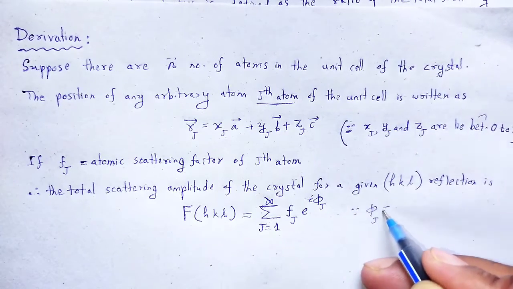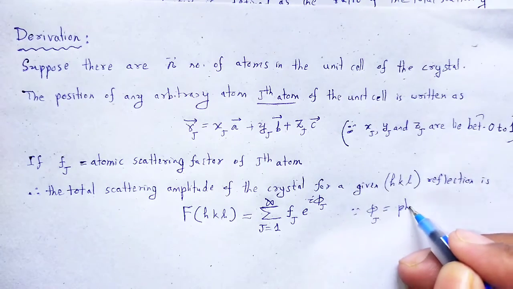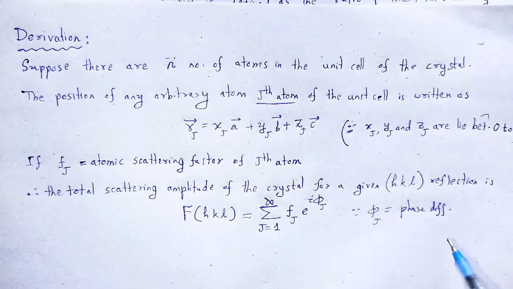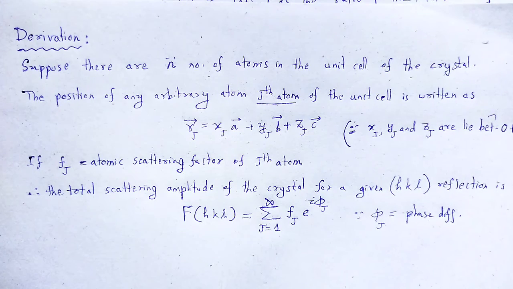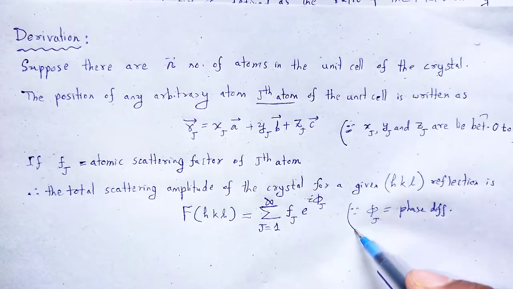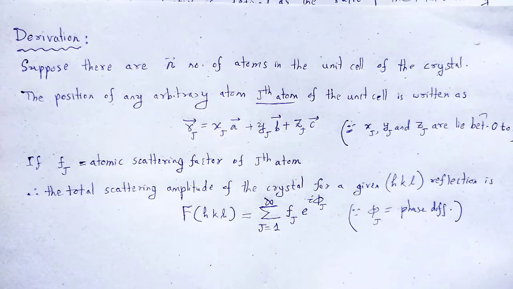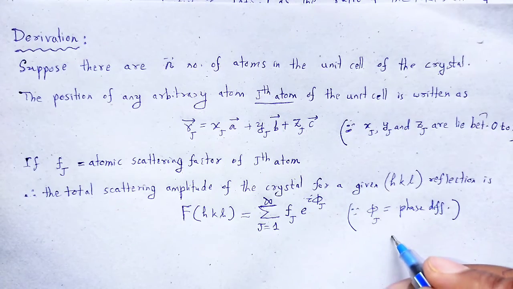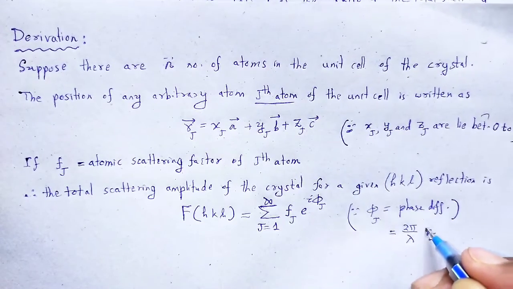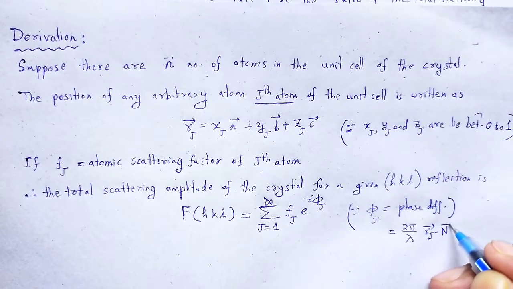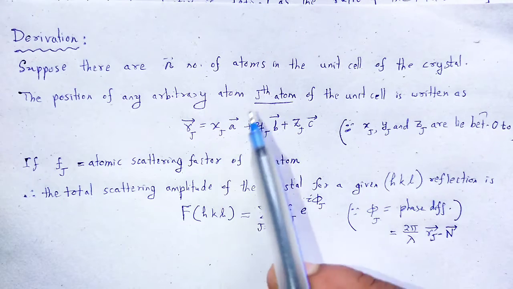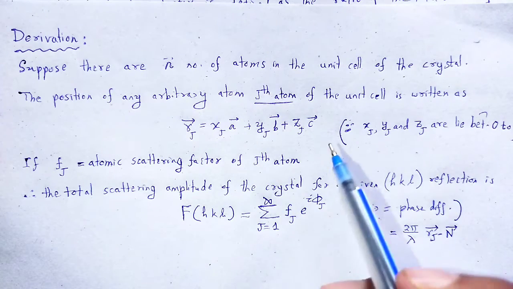Phi_j is the phase difference between the scattered wave at the origin and the scattering from an atom. The phase difference between these two waves is given as 2 pi by lambda, r_j vector dot n vector. r_j vector is the position of the jth atom present in the unit cell.